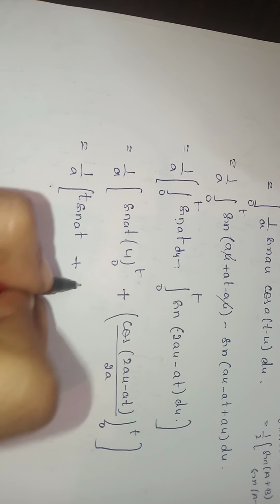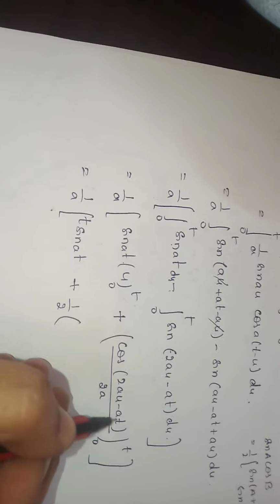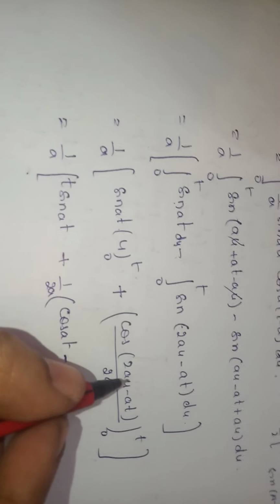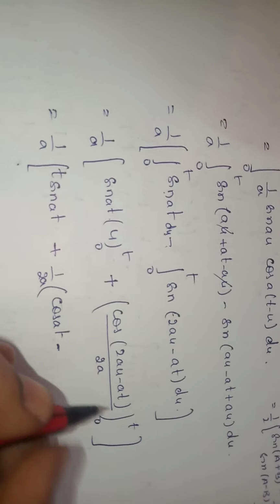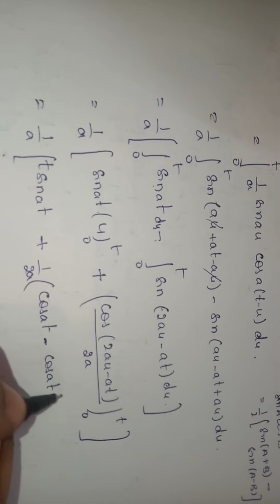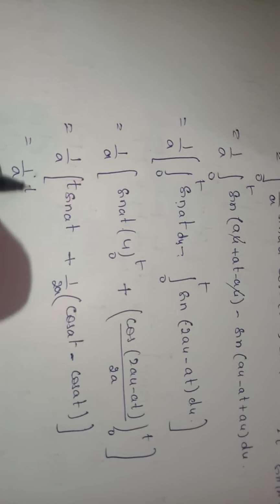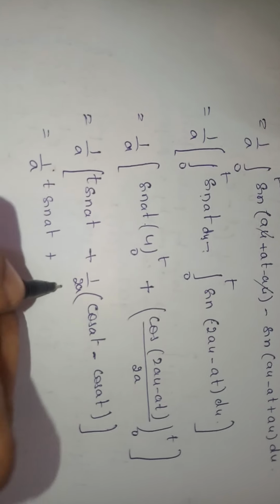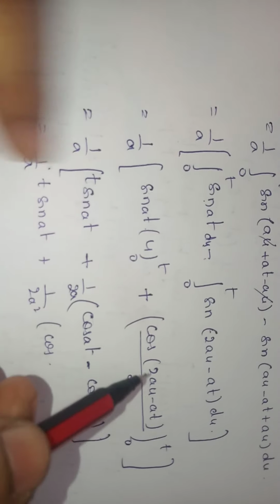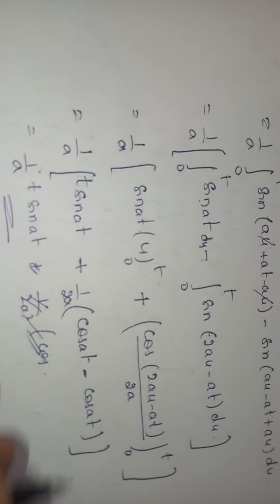Next, plus 1 by 2a. Upper limit is t, so it will be 2at minus at is at. Minus the lower limit is 0, so it is cos of minus at. Cos of minus at is cos at because cos of minus x is cos x. So this much is your answer. So this is nothing but 1 by a t sin at plus 1 by 2a square cos at. So this is here now, cos at minus cos at is 0. So this is your answer. This is your result. Next one.